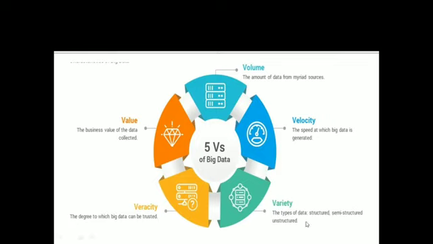The variety of the data deals with the different types of data, since the data may be structured, unstructured, or semi-structured. So we are collecting the data from different sources and in different forms.